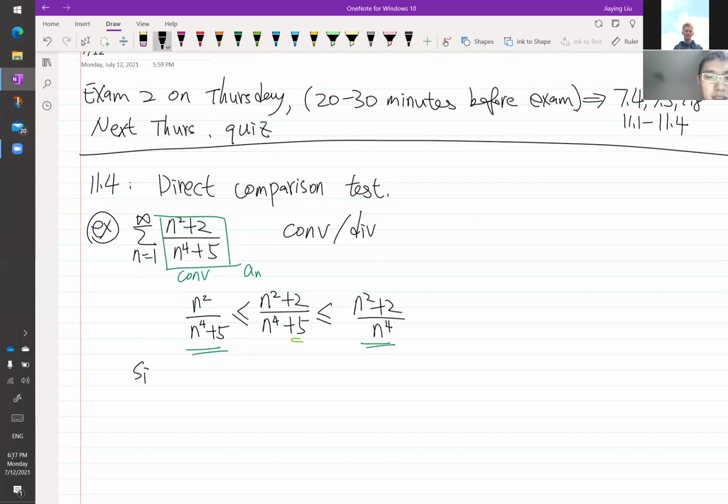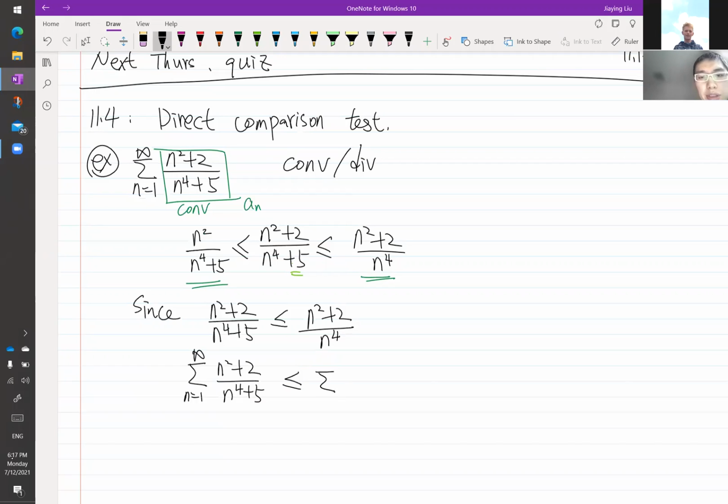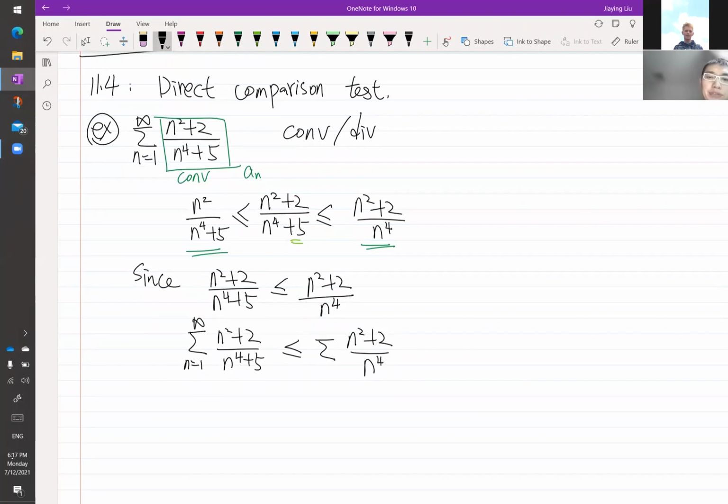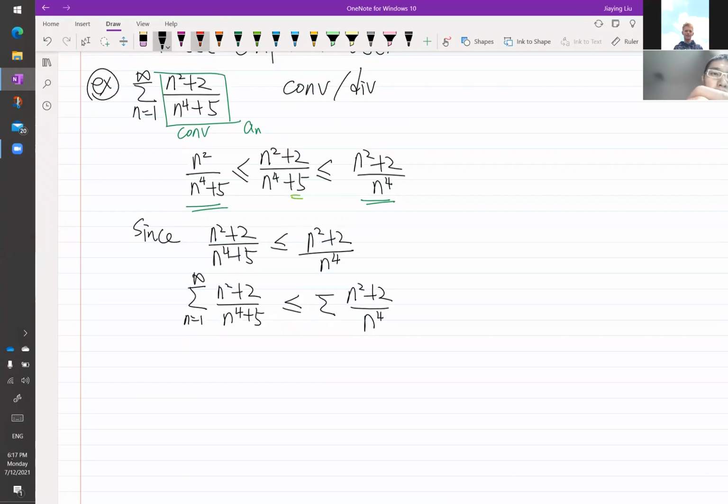So let me write down, since n squared plus 2 divided by n to the 4th plus 5 is less than or equal to n squared plus 2 divided by n to the 4th, therefore, for all n, the series from 1 to infinity of n squared plus 2 over n to the 4th plus 5 is less than or equal to the series of n squared plus 2 over n to the 4th. And then the next step is we just focus on the series that's bigger. We want to know if that's convergent or divergent. So let's take that one and focus on it.